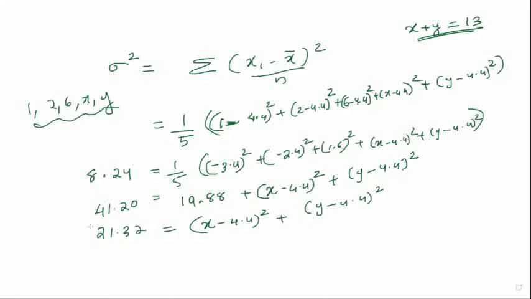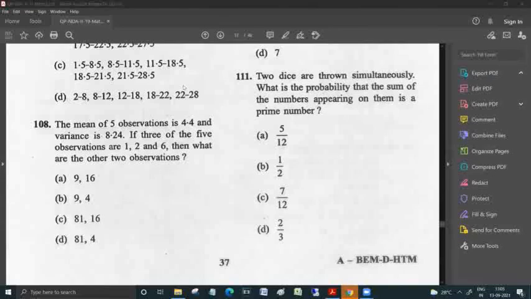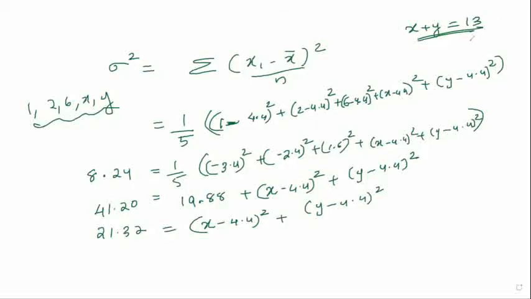See, here in the beginning, when we took the mean, we have written x plus y is equal to 13. So from that, I can substitute this y as 13 minus x, isn't it? y as 13 minus x.